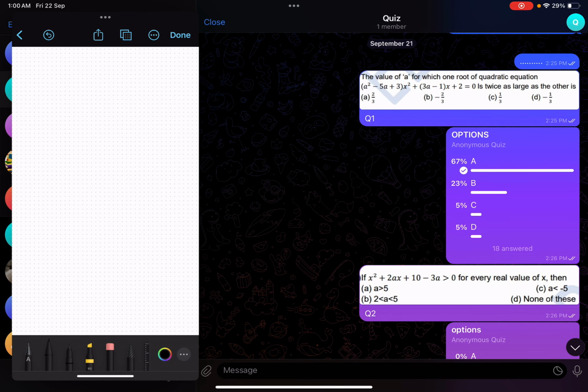Okay, so let us go to the questions of today's quiz. Question number 1 is: the value of a for which one root of the quadratic equation is twice as large as the other. If we take the roots to be beta and 2 beta, so one root is beta, the other will be 2 beta.